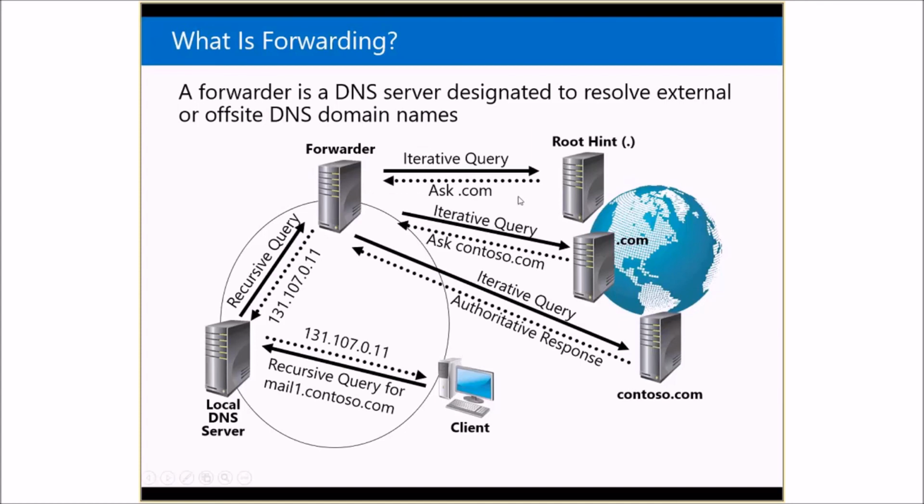131.107.0.11, and it sends the authoritative response. So this is authoritative because this server is responsible for that domain. Okay. The forwarder returns it to the local DNS. The local DNS puts a copy in its cache and gives it back to the client. Okay.